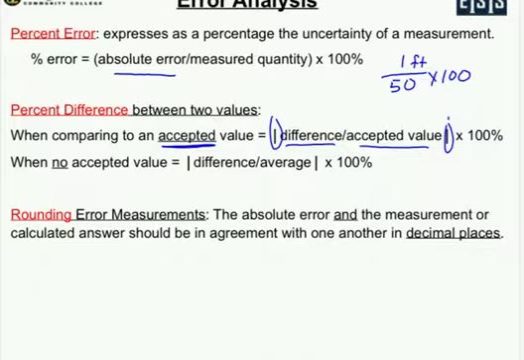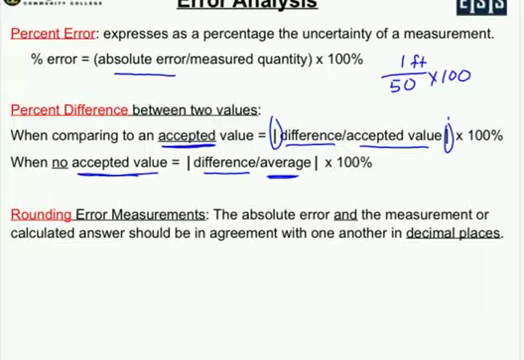And when you have the situation where there is no accepted value, where you did it two different methods to come up with the same number, and neither one of them is the accepted correct way of doing it, say, then they both have equal value. You would just take the difference between your two measurements and divide it by the average of the two measurements, and then multiply by 100. And that will get you your percent difference between the two values.